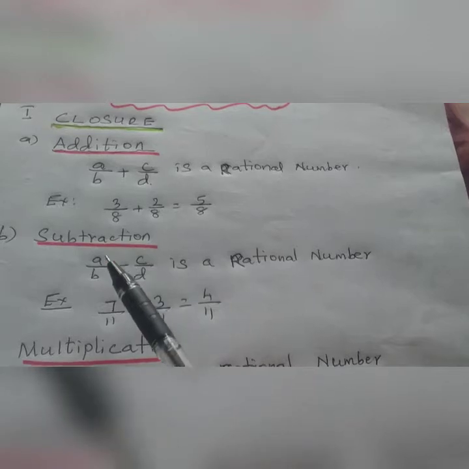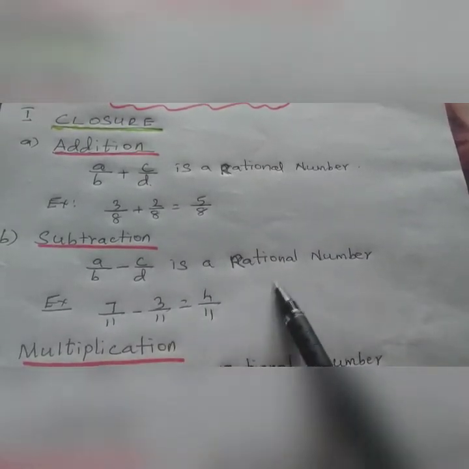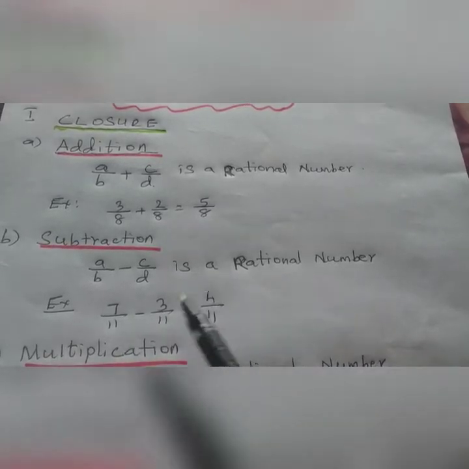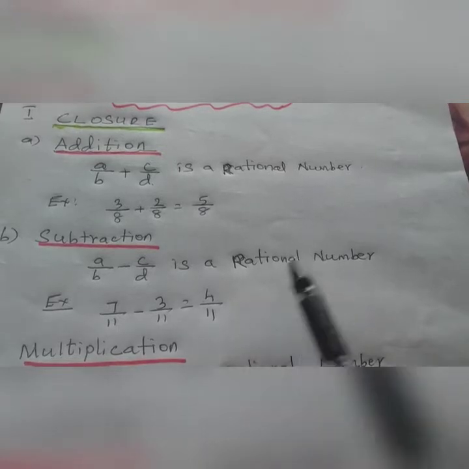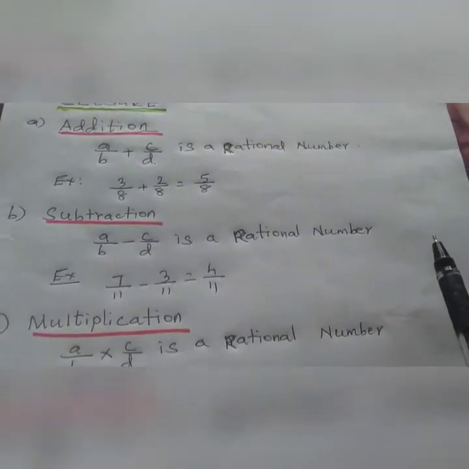What does it say? When you subtract 2 rational numbers, a by b minus c by d is also a rational number. So we'll take an example, 7 by 11 minus 3 by 11. For both the denominators, one denominator 11 and 7 minus 3 is 4. So 7 by 11 is a rational number, 3 by 11 is a rational number, 4 by 11 is also a rational number. So the closure property is true for subtraction also.